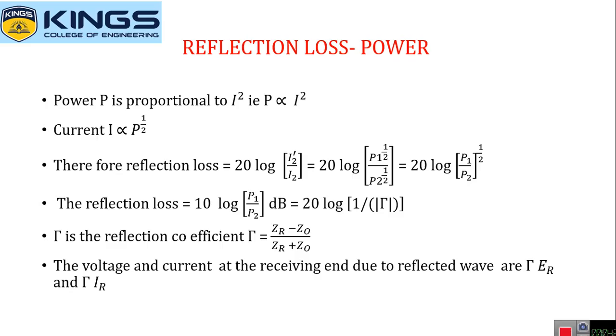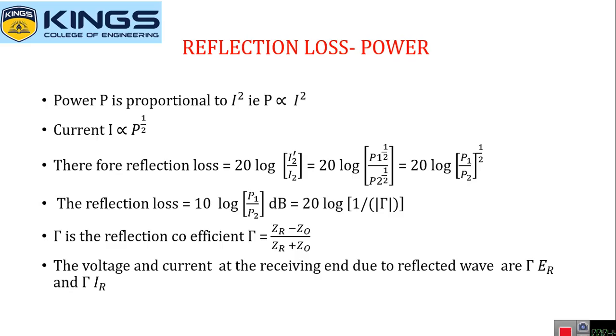Here P equals I squared, that is, P is proportional to I squared, so I equals square root of P. If you substitute the values, square root of P1 and square root of P2, then taking the common square root, we get 20 log of square root of P1 by P2. The square root comes down as a half, then multiplying with 20, it gives 10 log of P1 by P2 in dB.